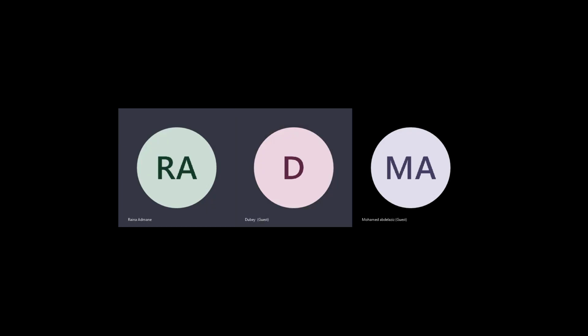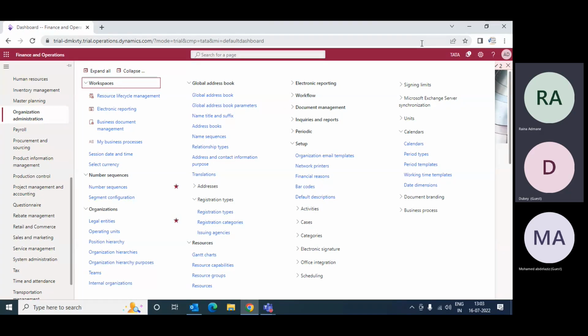So now we will cover the importance and how to create the number sequencing. Number sequencing is a very important part once you create the legal entity. First we should understand what a number sequence is.